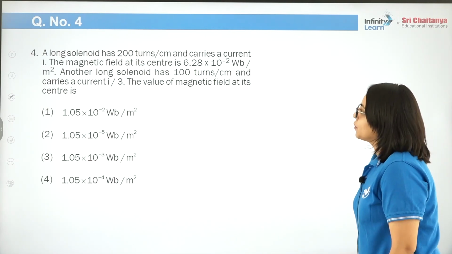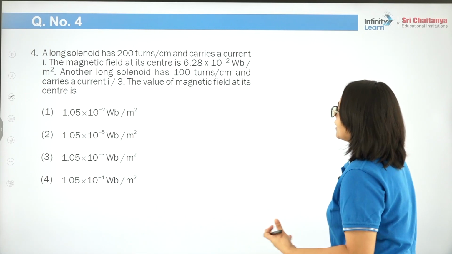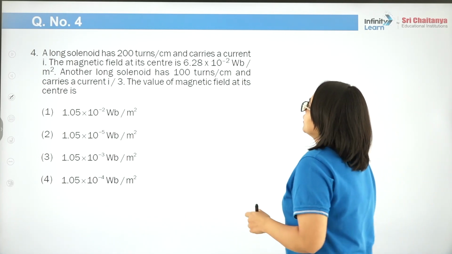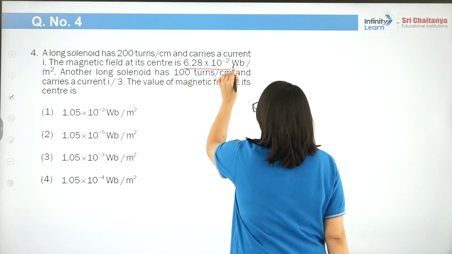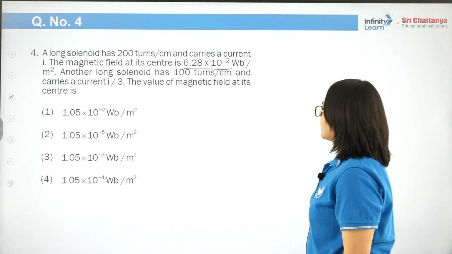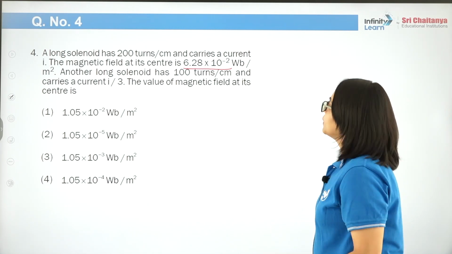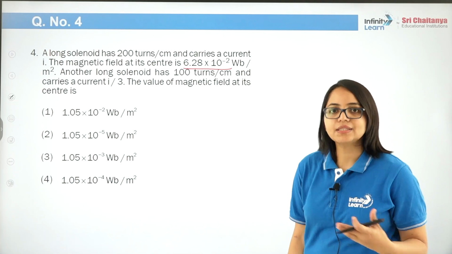Next is question number 4. We have a long solenoid that has 200 turns per centimeter and carries a current I. The magnetic field at the center is this one, and another long solenoid has 100 turns per centimeter and carries a current I by 3. What will be the magnetic field at the center of the second solenoid?